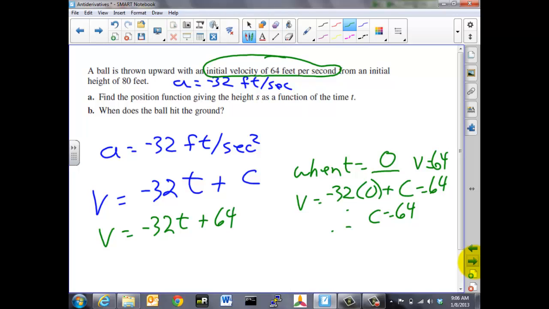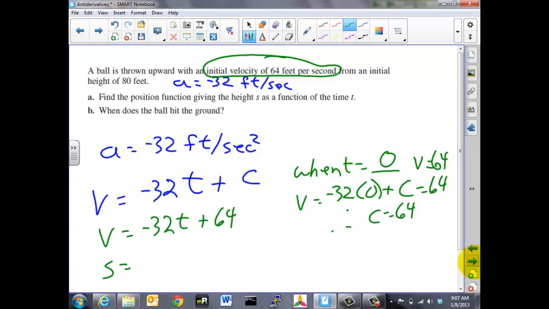We've got velocity. How can we get position? Take the antiderivative. Okay? If you go back and remember 3 months ago, if I gave you position, you could take the derivative to get velocity. You could take the derivative again to get the acceleration. I started off with the acceleration. I took the antiderivative to get the velocity. We're going to take the antiderivative to get the position.